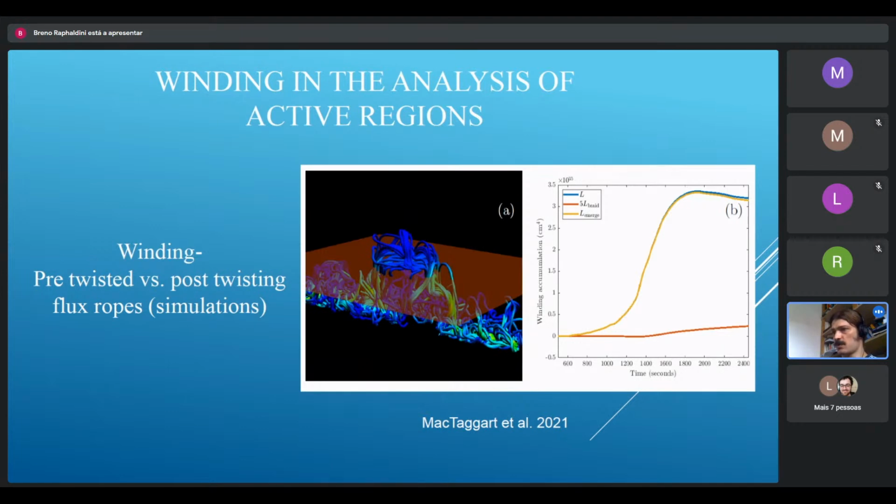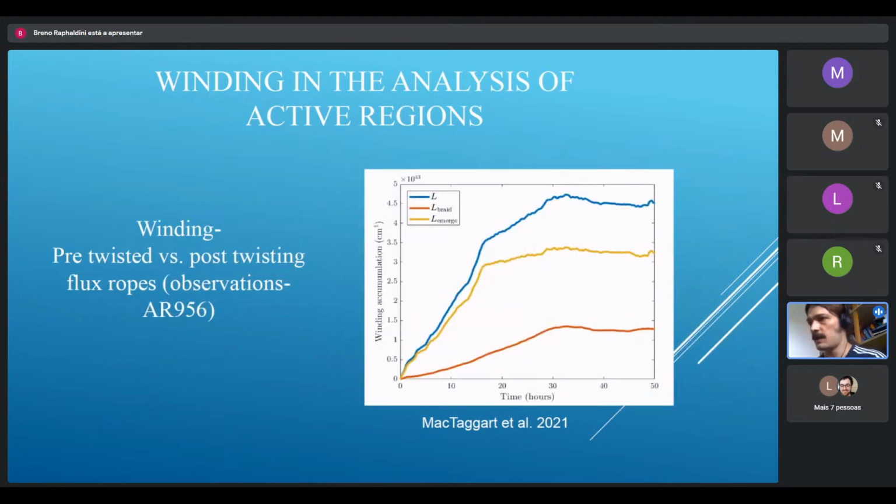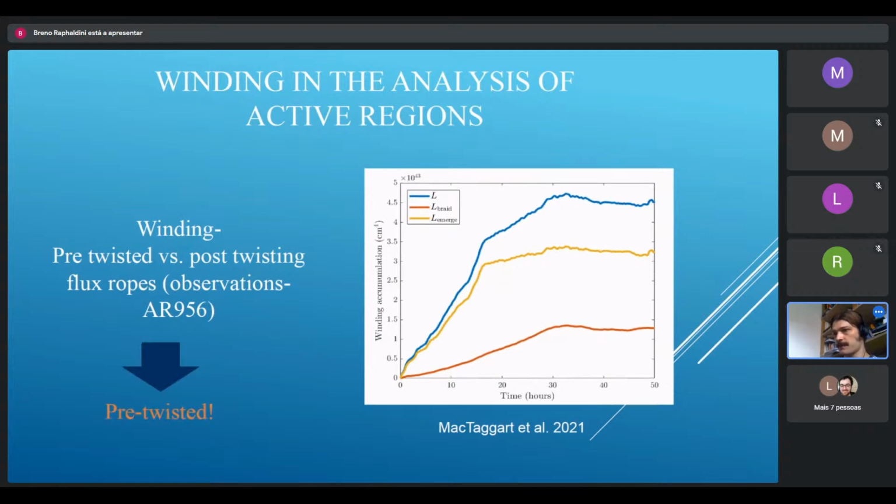magnetic field lines. So we also apply this in observations of magnetic fields in active regions, and we see that indeed the winding is also dominated by the vertical component of the plasma motion here, suggesting that indeed the twisting of the flux tubes occurs before the emergence of the magnetic field lines through the photosphere.